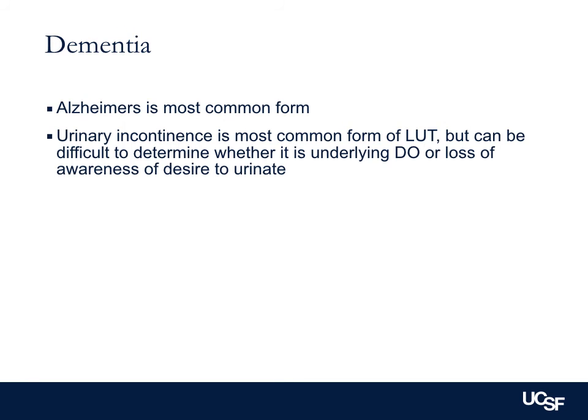Next is dementia. The most common type of dementia is Alzheimer's disease, and urinary incontinence is the most common form of lower urinary tract dysfunction in these patients, but it can sometimes be difficult to determine the source. So it can either be underlying detrusor overactivity or loss of awareness or desire to urinate due to the dementia. And it can also be a combination of the two. So these can be very, very challenging patients to treat.